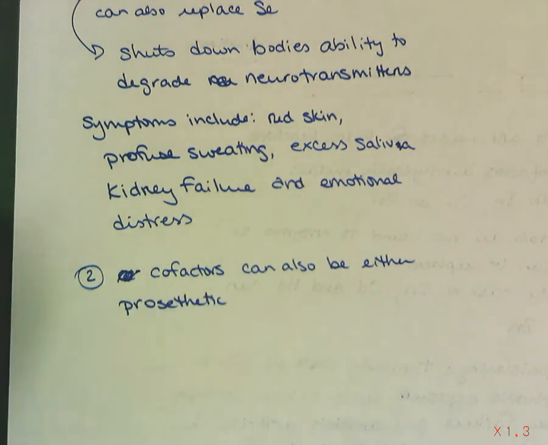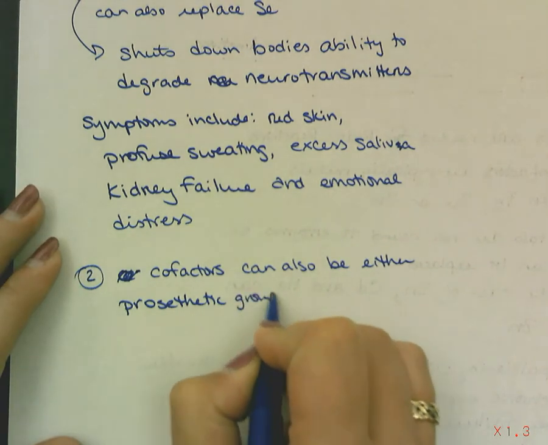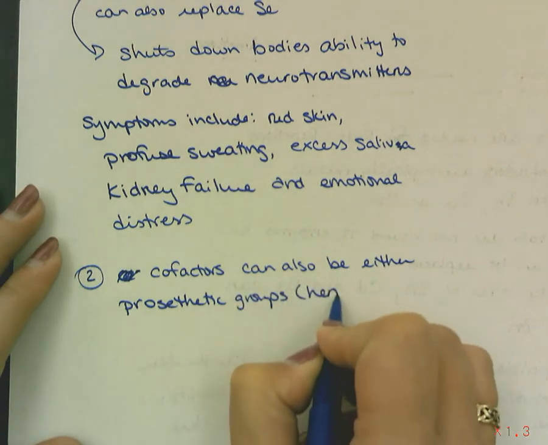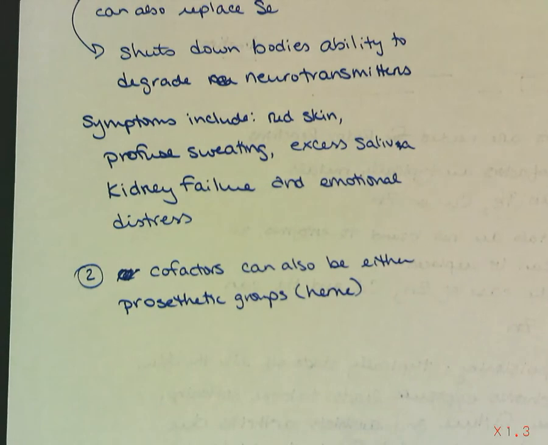Number 1 was metals. Number 2 is that they are either prosthetic groups, like our friend the heme group. That's considered a prosthetic group. It's not part of the protein, so it is a prosthetic group, meaning an add-on to the actual protein.